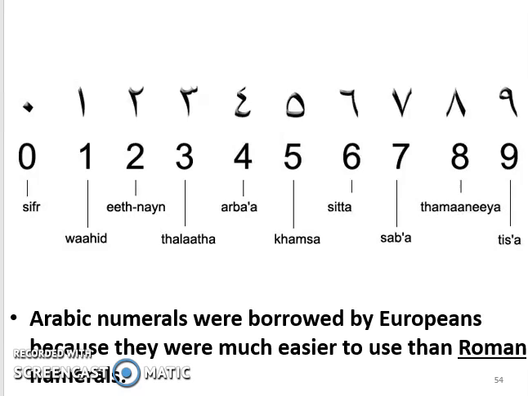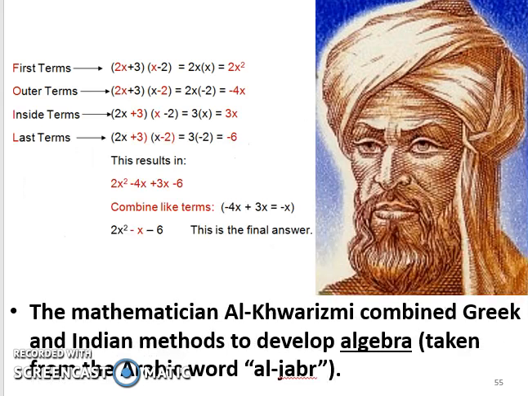Arabic numerals were borrowed by Europeans because they were much easier to use than Roman numerals. Remember how with Roman numerals, an example, the number 7 would be VII, and instead they decided to use Arabic numerals, which were much simpler. You can see up here, it would just be 1 symbol rather than 3. So Arabic numerals will become popular. The mathematician Al-Khwarizmi combined Greek and Indian methods to develop algebra, taken from the Arabic word al-jabr. So algebra was first created during the expansion of the Islamic Empire.